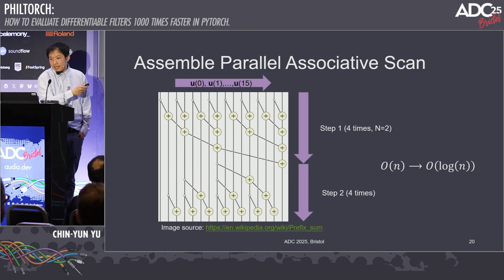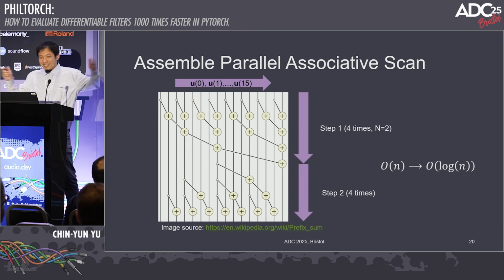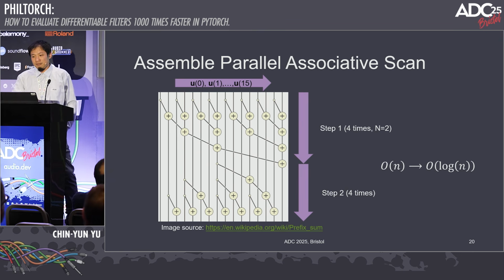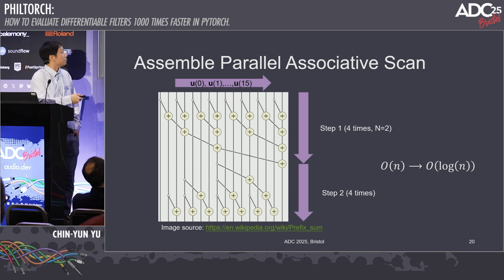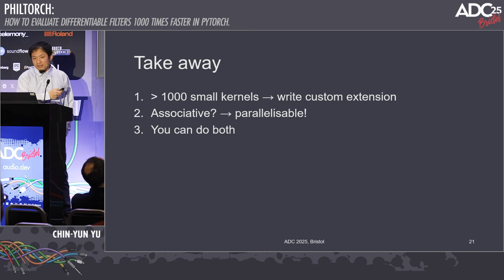And you can see that when we have enough parallel processors, then the number of computational steps become proportional to the sequence length logarithmically instead of linearly. And this implies that the longer the sequence is, the more speed up we can get using parallel associative scan. So that's super fast. Okay, just some brief takeaways.